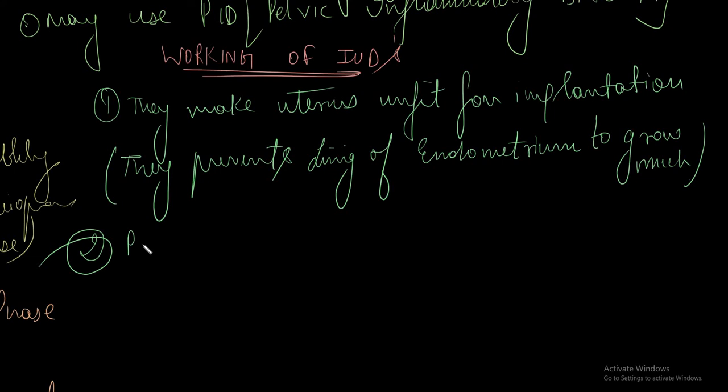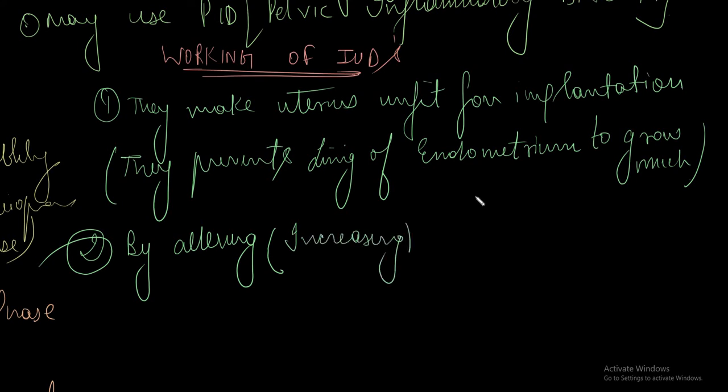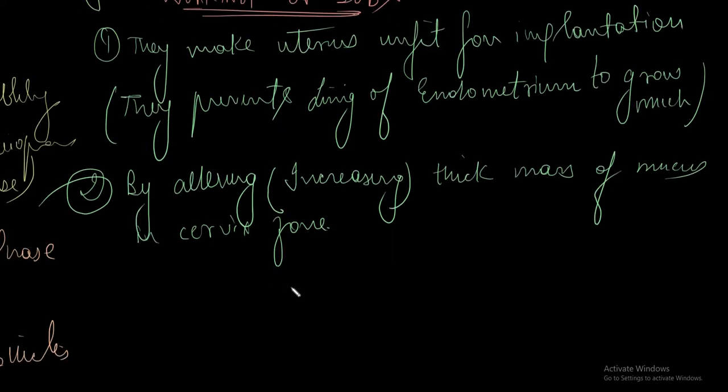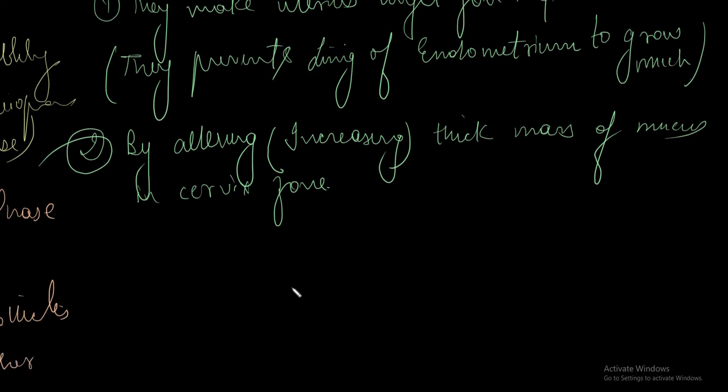The second is by altering, basically increasing, I should say, thick mass of mucus in cervix zone. Now students, if the mass of mucus has increased in cervix zone, then there will be high probability that the sperm will not be able to cross the cervix zone, so they will not be able to reach the fallopian tube in which the ova is present.